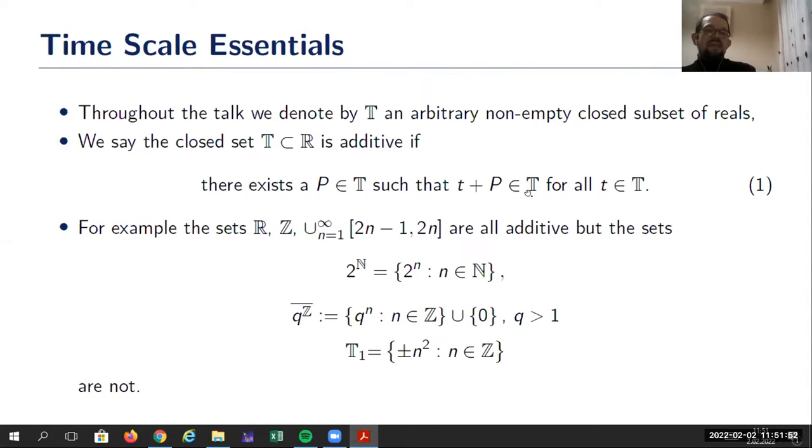Some additive sets are given: R, Z, or the union of closed intervals, they are additive. But the given sets below are not translation invariant, they are not additive.